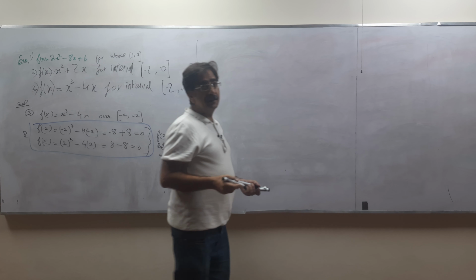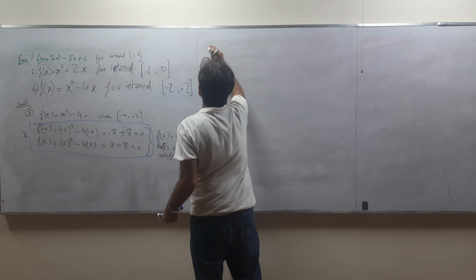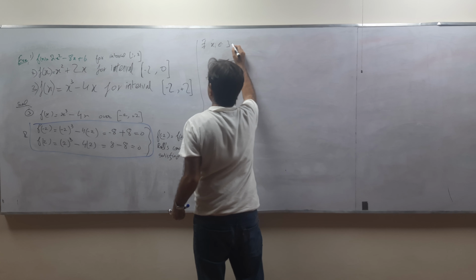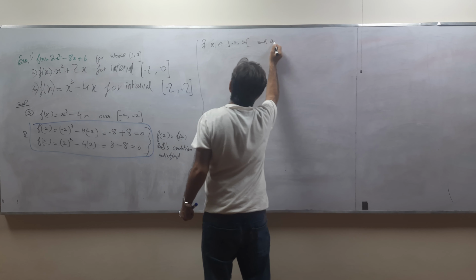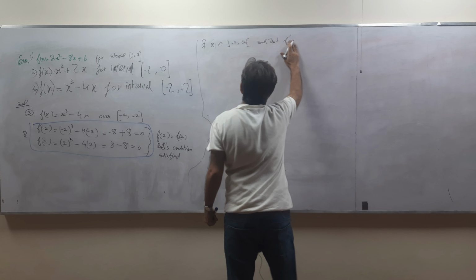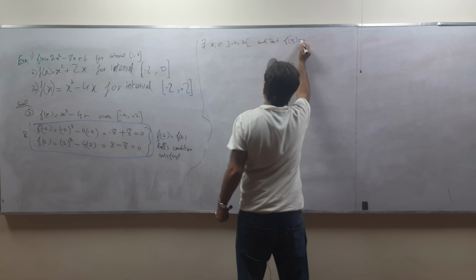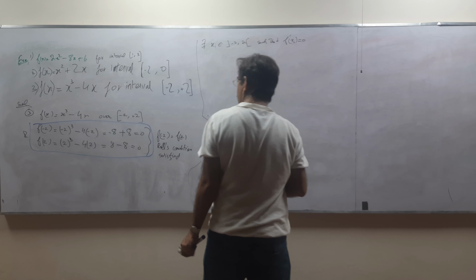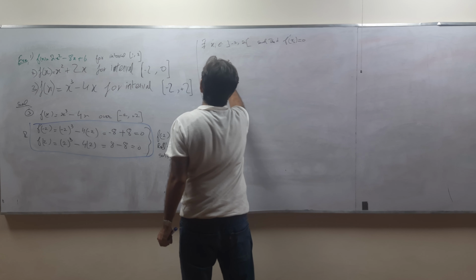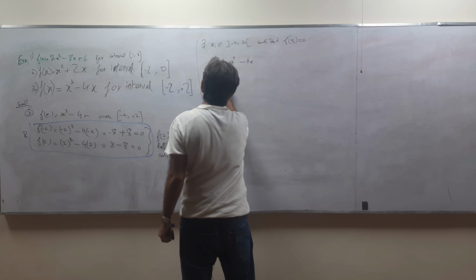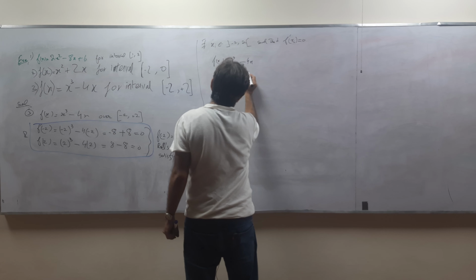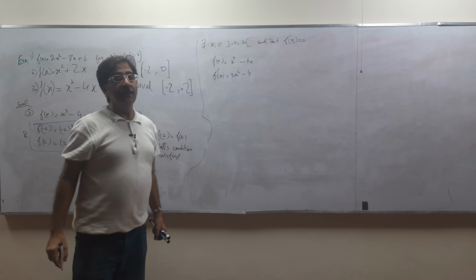So there must exist at some point a 0. So f dash x will be equal to f dash of x, yes, 3x square minus 4. Okay.